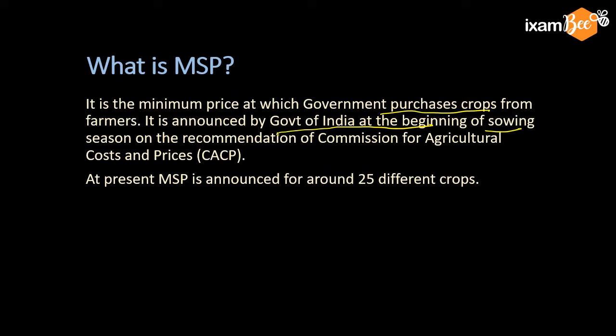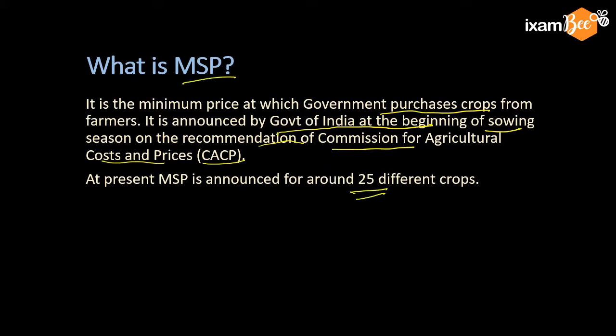So suppose a farmer knows that this year he is going to get X price for wheat, so he can increase or decrease the sowing of wheat considering the minimum price he is going to get for the harvest. And these prices are decided based on the recommendation of CACP. CACP full form is Commission for Agricultural Costs and Prices. At present, MSP is announced for 25 different crops.